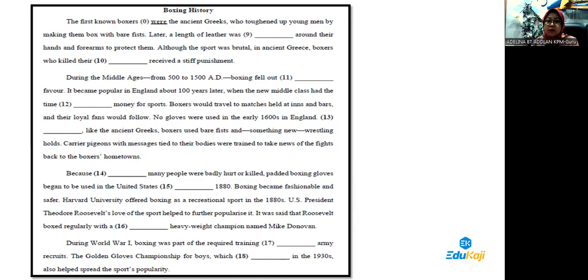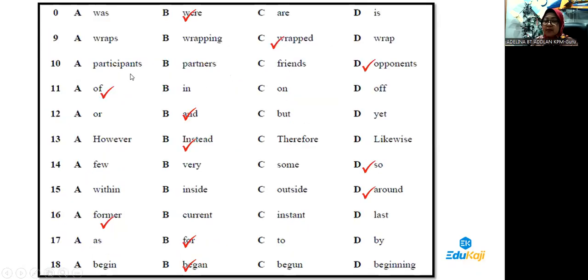Okay? Although the sport was brutal, in ancient Greece, boxers were killed there. What is stiff punishment? Definitely you are not going to box with a friend, partners, or participants, but you are going to box against your opponents. Now, number 11.